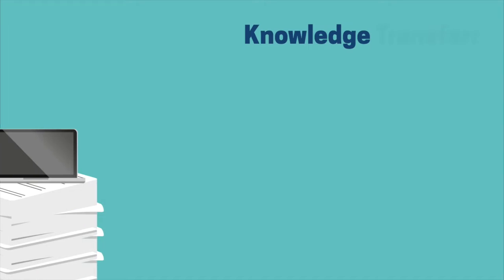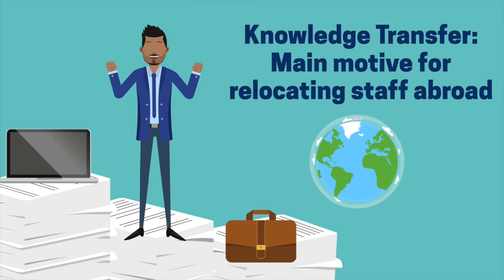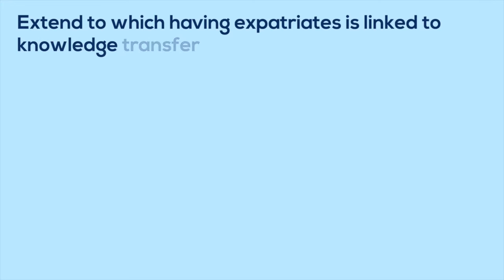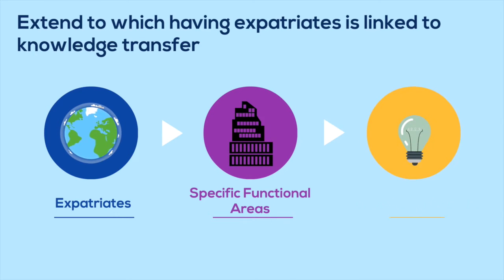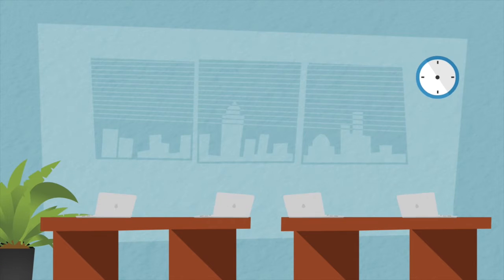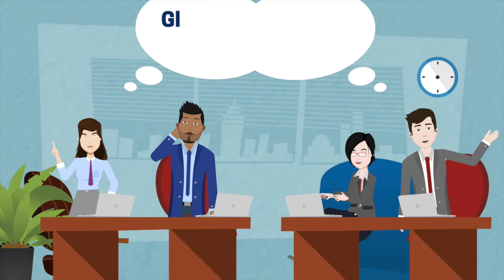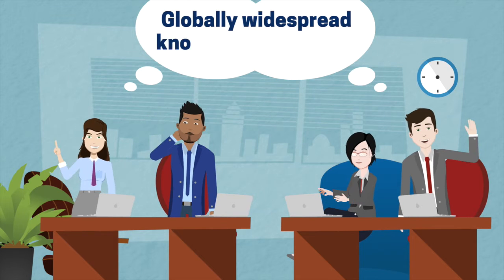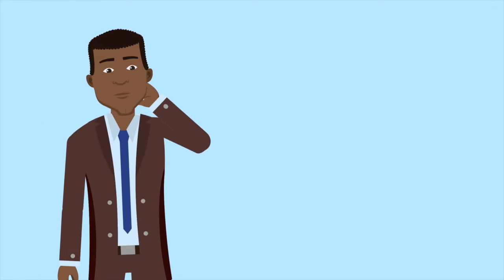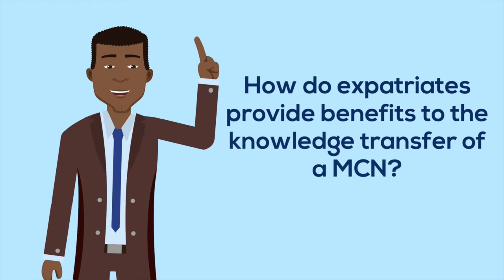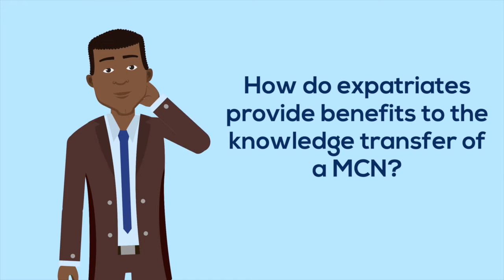Knowledge transfer is most often seen as the main motive for relocating staff abroad. Therefore, there are many studies that investigate the extent to which having expatriates heading up specific functional areas is linked to knowledge transfer to and from headquarters in this area. Multinational companies represent globally widespread knowledge resources, which stresses the importance of valuable knowledge transfer from one unit to another for successful company performance. But how do expatriates provide benefits to the knowledge transfer of a multinational company?